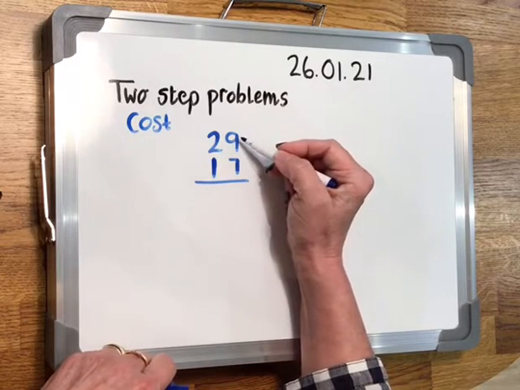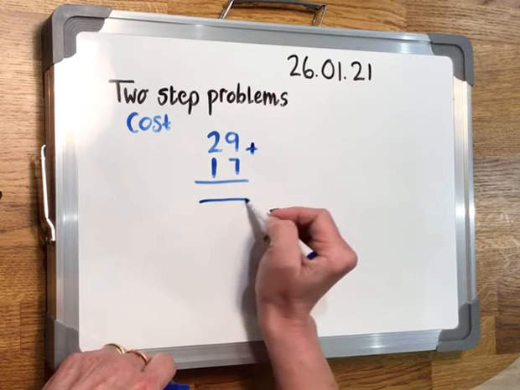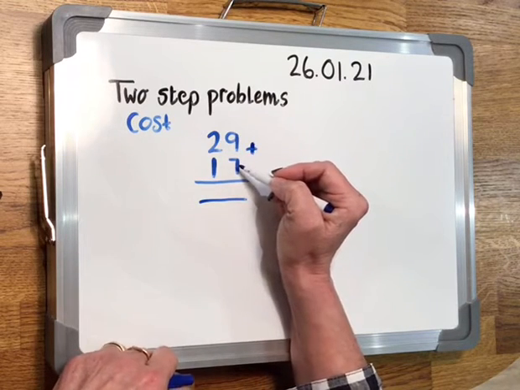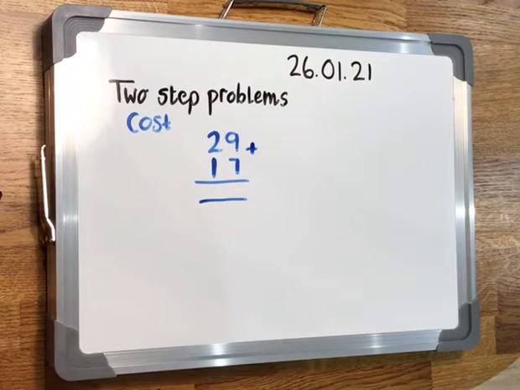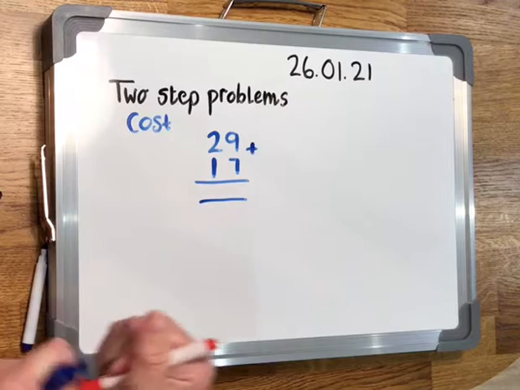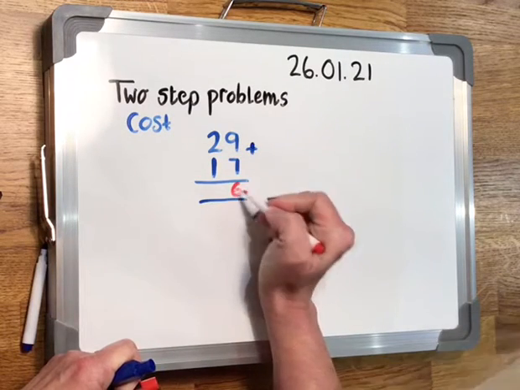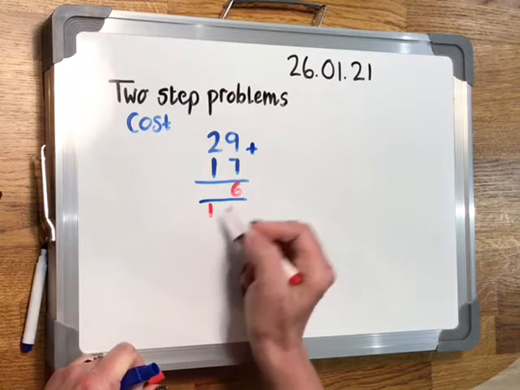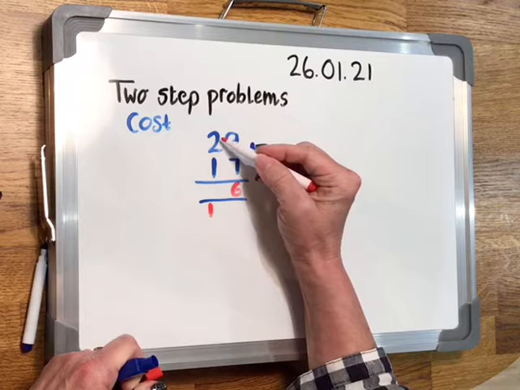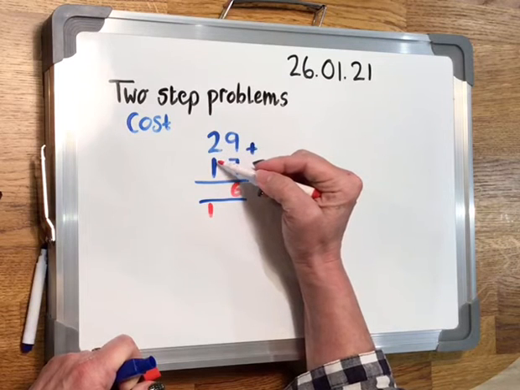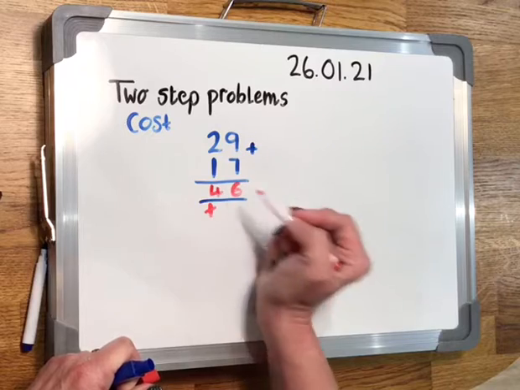So I've got 9 ones add 7 ones. 9 ones add 7 ones is 16 ones. So I'm going to do this in the compact method, the standard written method. So 16 ones, there's my 6, and there's my 10 from my 16. I'll show it in the expanded method in a moment. And now I've got 2 10s and 1 10, that's 3 10s plus another 10 down here, that's 4 10s.